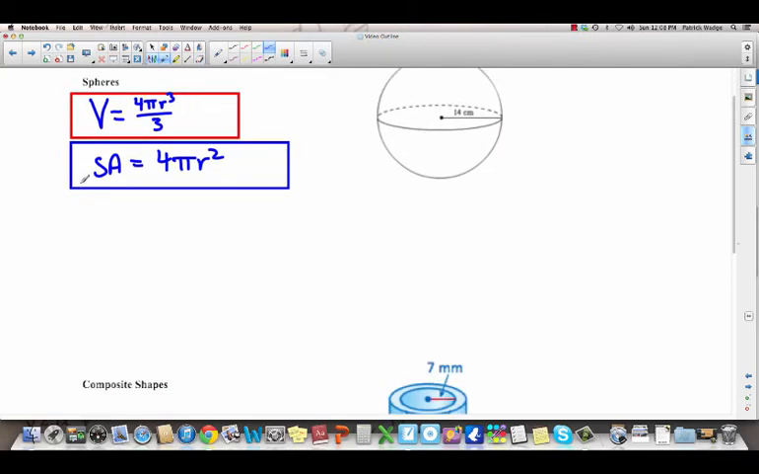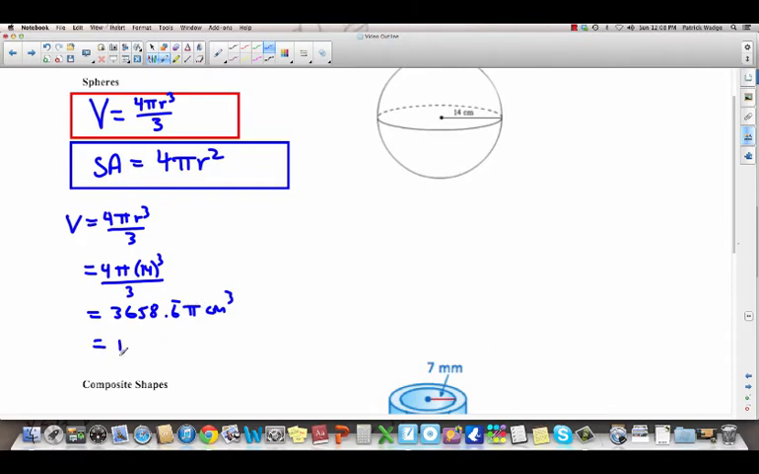Okay, volume of this sphere. Volume equals, I'll write out the formula again, 4 pi r cubed over 3, so it equals 4 times pi. Radius is 14, so 14 cubed all over 3. If you do 4 times 14 cubed divided by 3, you will get 3,658.6 repeating pi centimeters cubed, or you could multiply that by pi and you'll get 11,494 centimeters cubed.